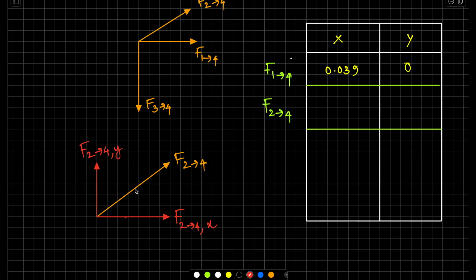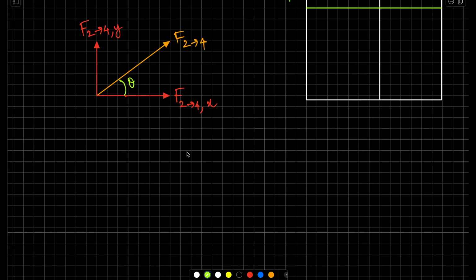So we need to find these components, right? To find these components we need an angle, either one of these angles, it's fine. I'm going to find this angle, theta. Okay, let's call it theta. To find this angle, I'm going to draw another picture. So this is our square.